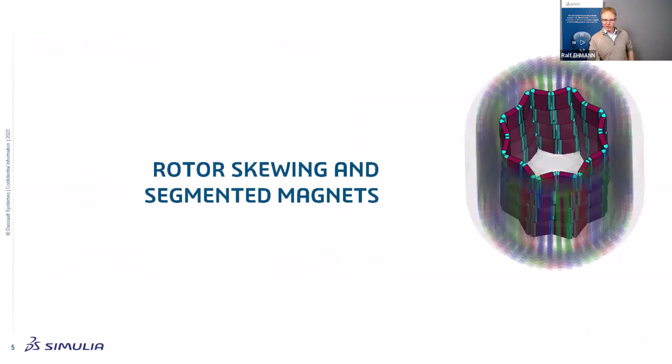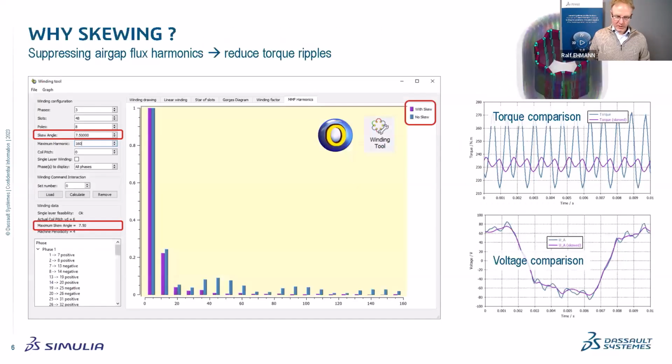Okay, looking first at the skewing and the segmented magnets. So why do we do it? I already briefly discussed this. So in the first place, we want to reduce harmonics, mainly the air gap flux harmonics, which are shown in MMF.